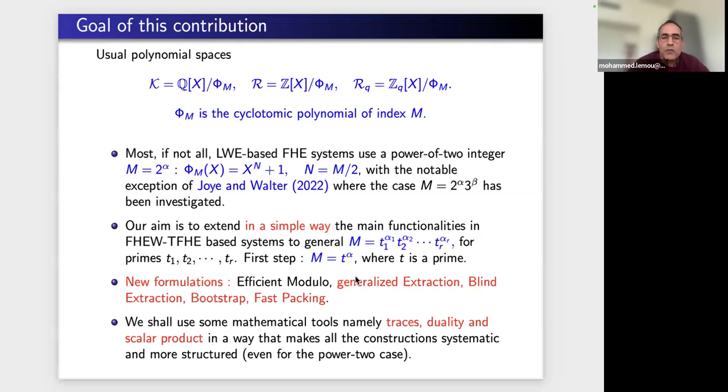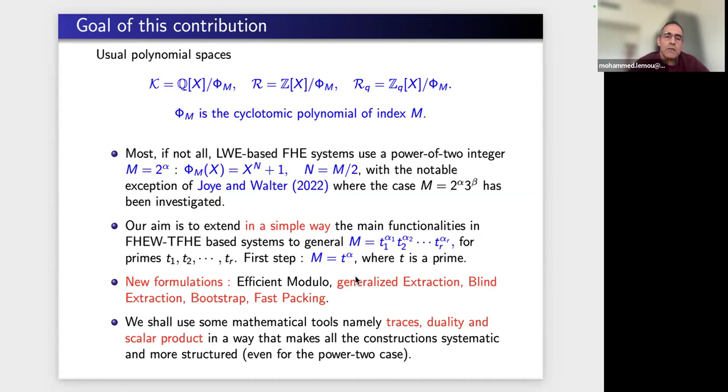We should start by this, and we also want to give algebraic formulations of generalized extraction, or what we call blind extraction. We will explain all this in detail. We would like also, and that's what we did, to reformulate the bootstrap in this context, give a new formulation of the bootstrap, and also to give a way to perform fast packing.